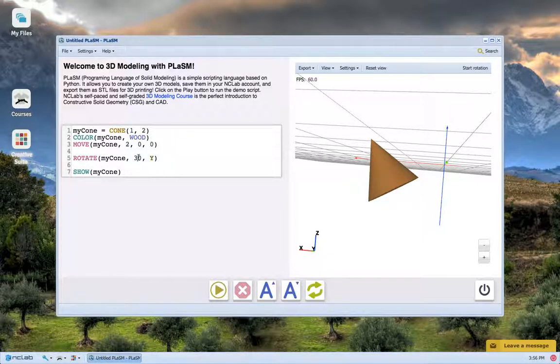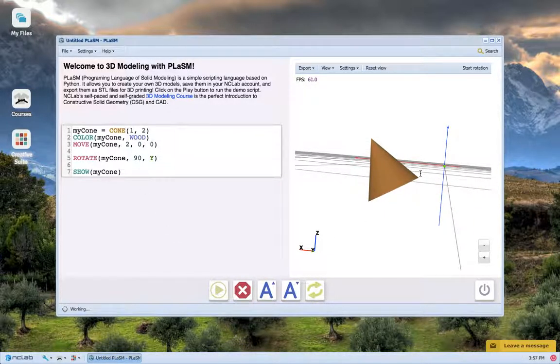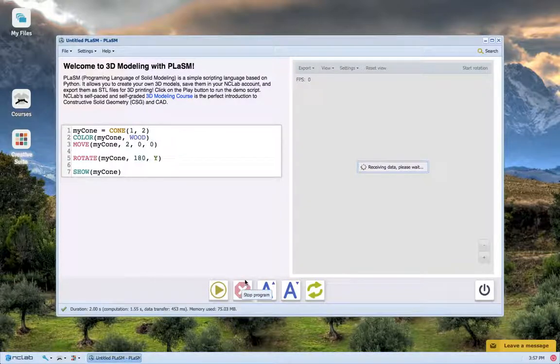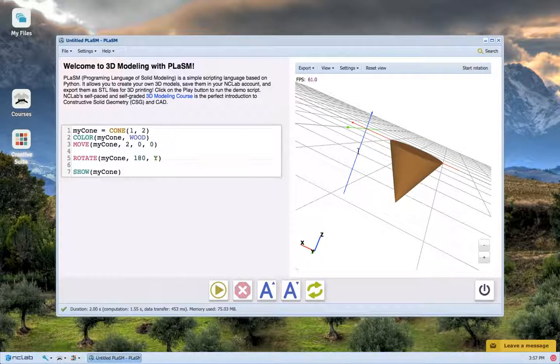Let me show you what a 90-degree rotation would be like for this cone around the y-axis. Once again, the cone was completely displaced 90 degrees. Let me show you a 180-degree rotation. As you can see, both of these created large movements for the entire cone object. Now let me reset this cone to its original position.